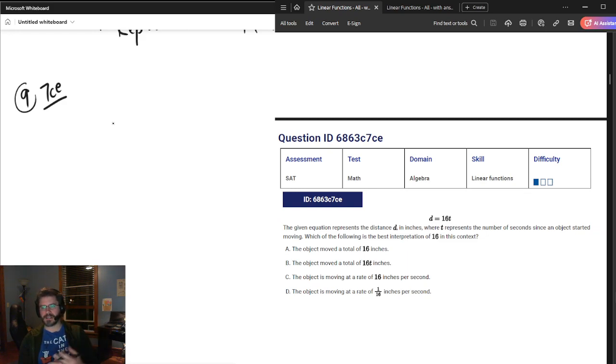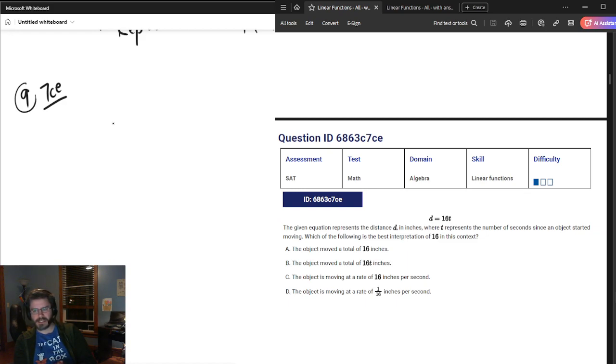Yeah, it's the rate of change. It's the slope. It's in that position where we're multiplying it by a variable. So it moved a total of 16, no. Moved a total of 16t. Okay, that would be an interpretation of the d value, not the 16. 16 is the rate, yeah.